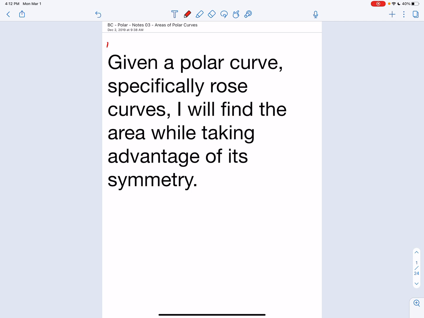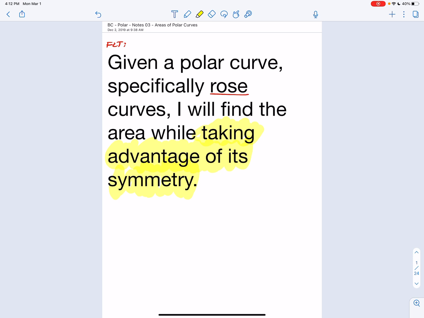Anyways, write down this FLT here. You will need a calculator, okay? So here we go. So you're going to be given a polar curve. Specifically, they're called rose curves, and I'll show you that in a second. You're going to be able to find the area while taking advantage of what we call symmetry here. So you guys know what that is. How do we take advantage of it? I'll show you guys in a second here, okay?